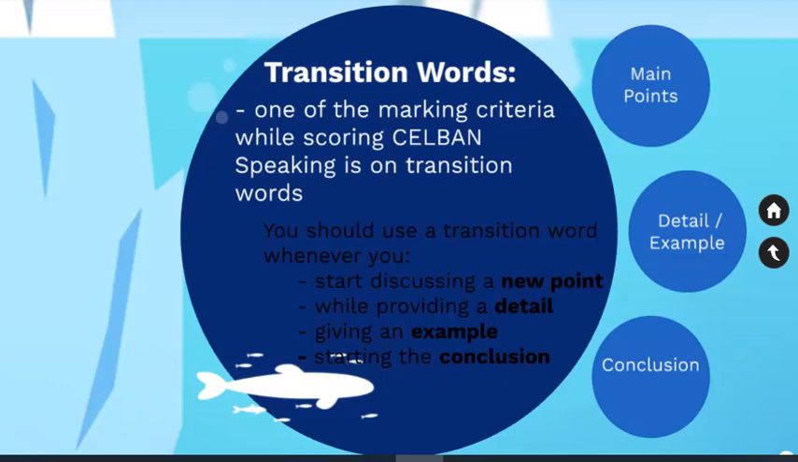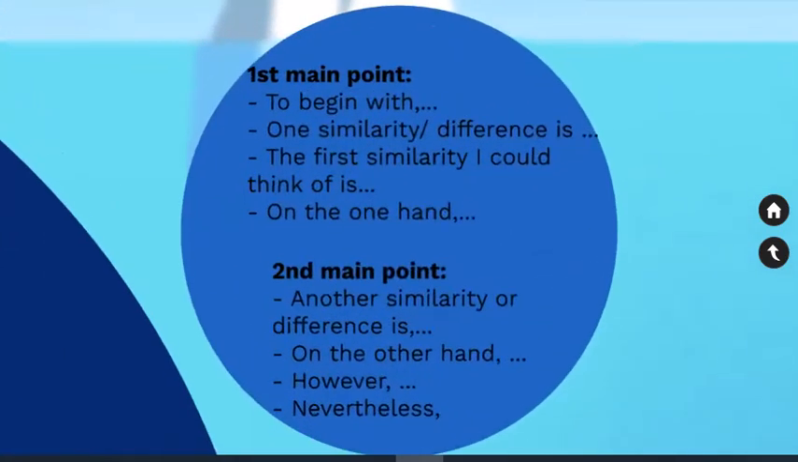you should use transition words when you start discussing a new point, when you're providing a detail, when you're giving an example, or when you're starting the conclusion. So let's break it down. When you start a main point, you could say, to begin with, one similarity or difference is. The first similarity I could think of is, on the one hand. For the second point, you could say, another similarity or difference is. On the other hand, you could say, however, or nevertheless.